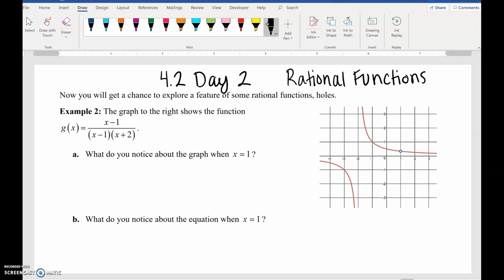So the graph to the right shows the function. This graph right here is showing g of x equals x minus 1, all divided by x minus 1 times x plus 2. The first thing we're going to do is look at the graph and see what we can see at x equals 1. Here, I'm just going to highlight where x is 1. Anywhere on this line right here would be x equals 1. And if you look, there is an open circle right there, and that is called a hole. So what do we notice? There's a hole on the graph.